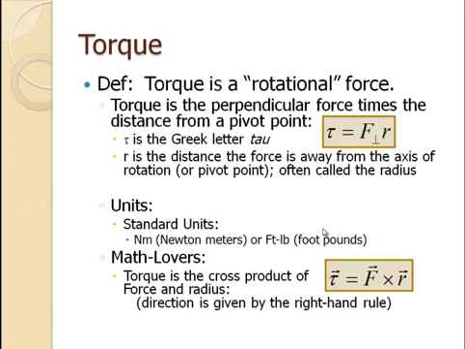Now, torque is represented by a Greek letter tau, which for all intents and purposes looks pretty much like a T, although a little italicized and maybe like half pi. And we typically use the letter R when using torques to represent the distance that force is away from the axis of rotation or the pivot point, and often that's called the radius.